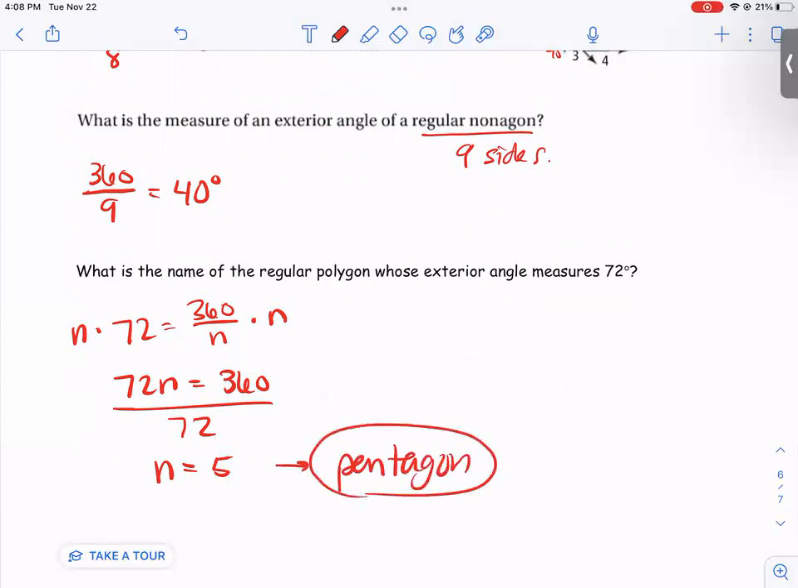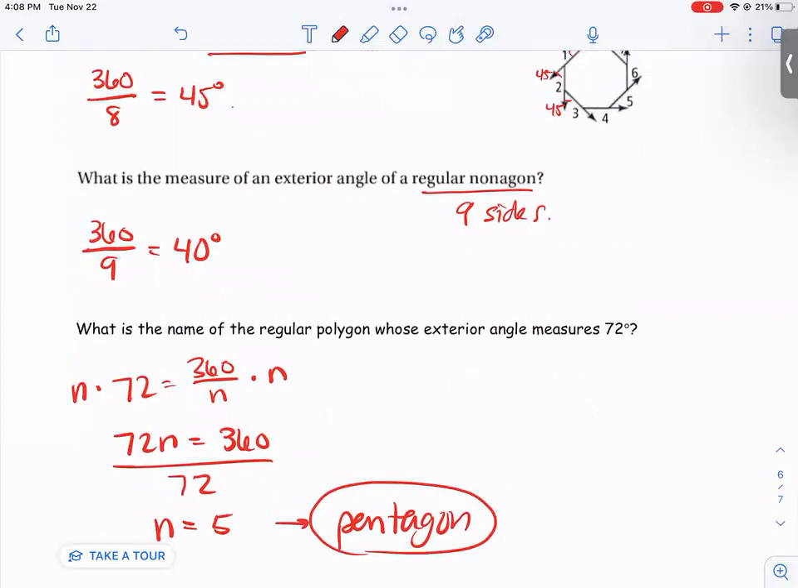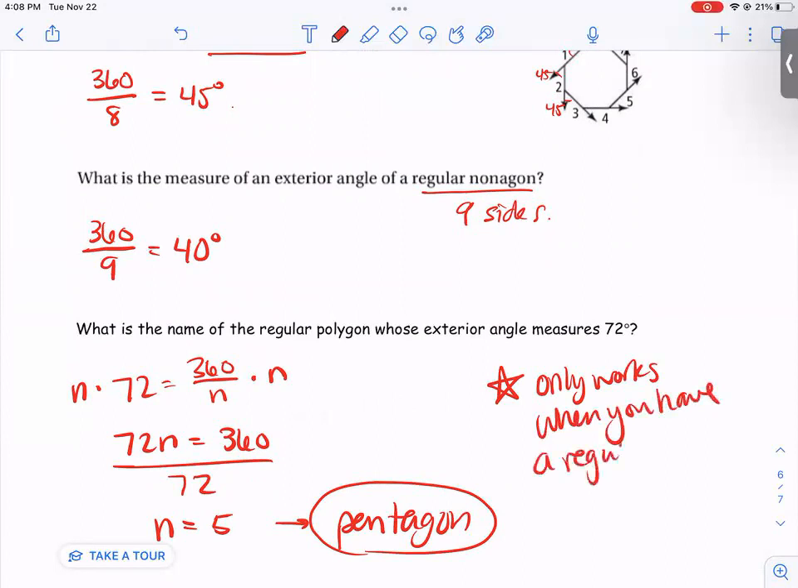Now, as a reminder, this only works when you have a regular polygon. The minute you throw in a polygon that's not regular, meaning the sides and angles are not necessarily the same length, that is when you can run into trouble here, and you can't actually measure all of these because each one will change based on the shape of that irregular polygon.